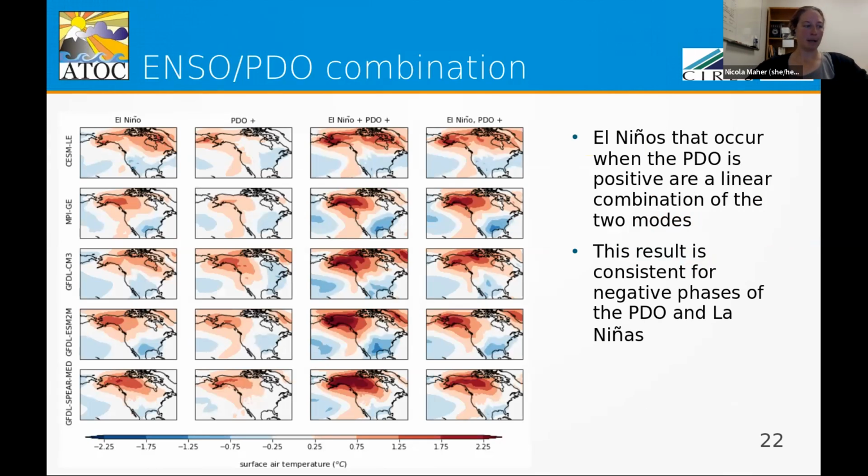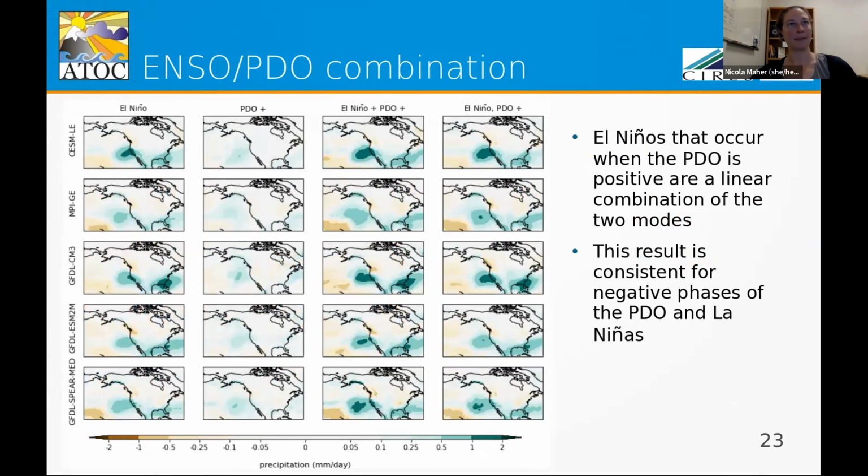Okay, so what's going on here? What's driving these differences in teleconnections between different phases of the PDO? Sorry, I'll just note that that's also true for precipitation teleconnections. Okay, so what's kind of driving this?